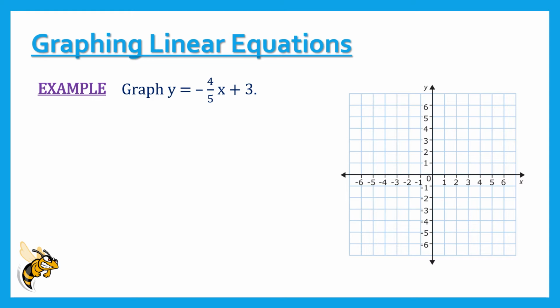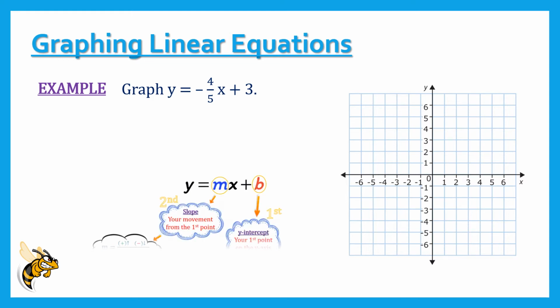Example, graph y equals negative 4 over 5x plus 3. Let's put back the rules so we can pay attention to those rules while we follow along with the example. The first thing I want to do is to locate the y-intercept, and in this case, the y-intercept is positive 3, and it should go straight on your y-axis. So it's your first point on your y-axis.